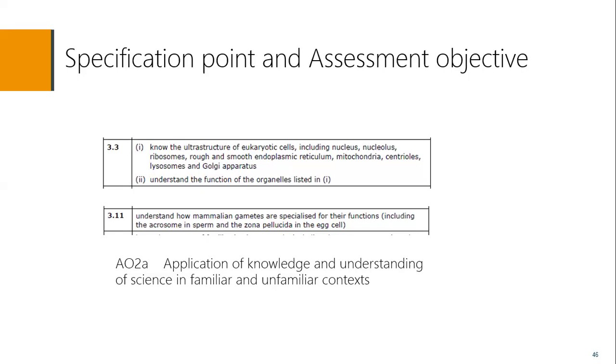So the specification point that this was addressing was: understand how mammalian gametes are specialised for their functions and understand the role of the mitochondria. And it was an AO2A because it was application of knowledge and understanding of science in familiar and unfamiliar contexts, because it was using the mitochondria and putting it into the context of mammalian gametes and asking them to apply it to that context.